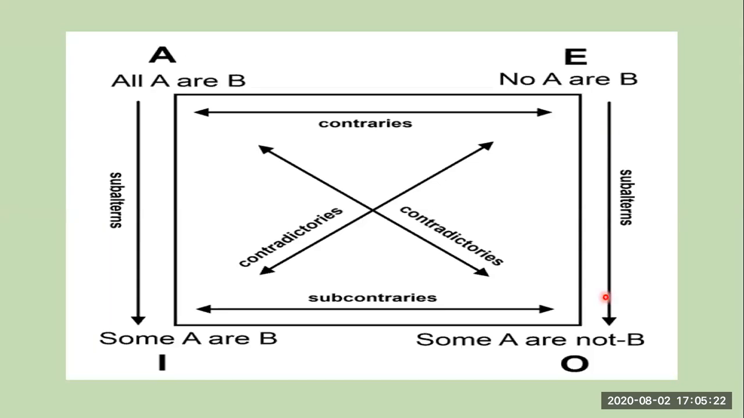So this is very important. I repeat once again, the X form is called contradictory, that is A to O, and again E to I is called contradictory. A to E is called contraries, I to O is called sub-contraries, and A to I and E to O are called subalternations.